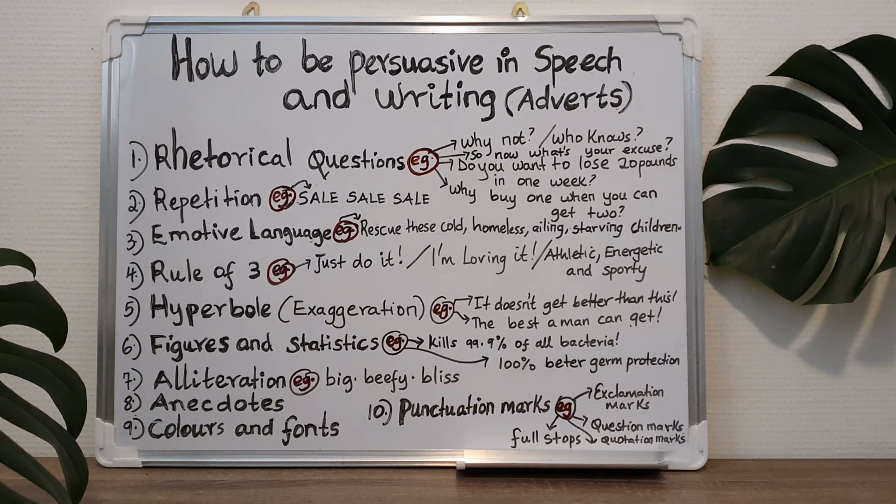Exaggeration. In other words, you simply blow things out of proportion through exaggeration. Look at the examples. "It doesn't get better than this." I'm sure you've seen that somewhere in an advert. "It doesn't get better than this." Now, that is a very good example of exaggeration.